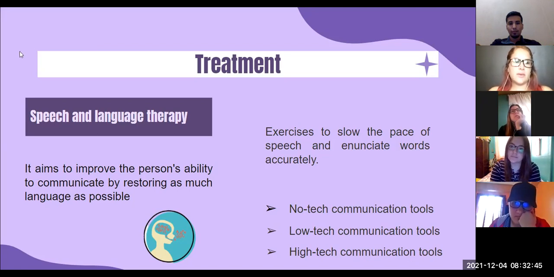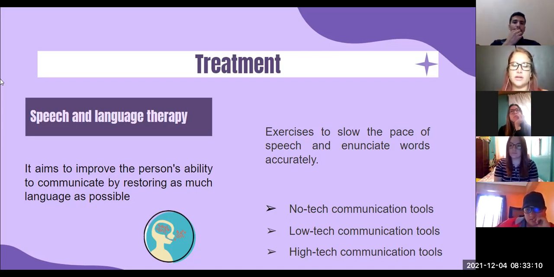The first treatment is speech and language therapy. It aims to improve the person's ability to communicate by restoring as much language as possible. This is a really slow process. Some people recover well from this brain disorder, but just few of them can recover full communication levels. There are exercises to slow the pace of speech and enunciate words.